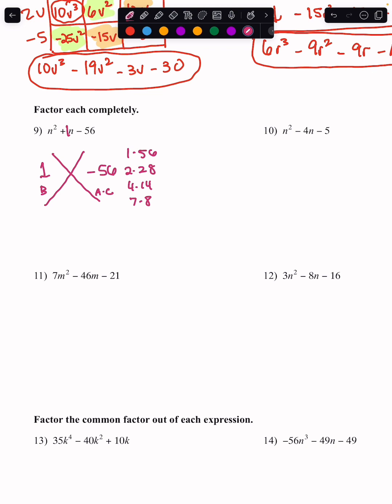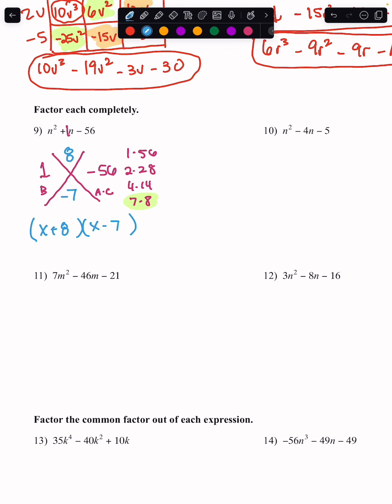And what we're going to do is, hopefully by now you have seen that this is going to be our choice. So we're going to use 8 and 7. Now I got to figure out how to make 8 and 7 into a positive 1. I have to subtract 7. And then when I subtract 7, and I do negative 7 times 8, you get negative 56. So I got x plus 8, x minus 7.